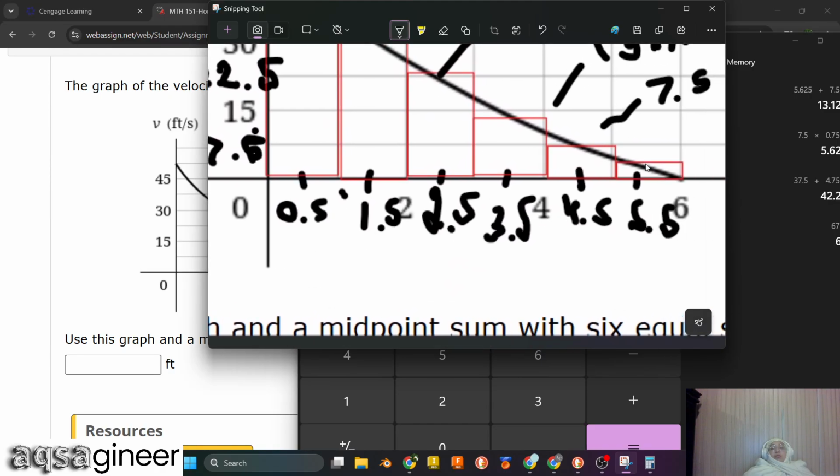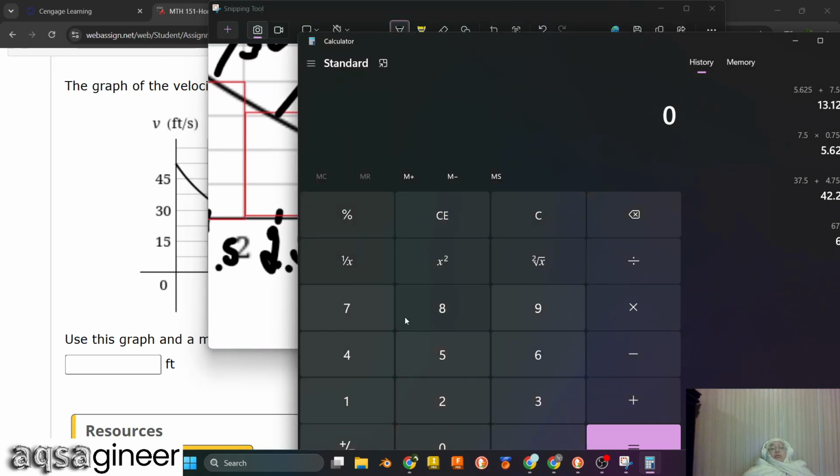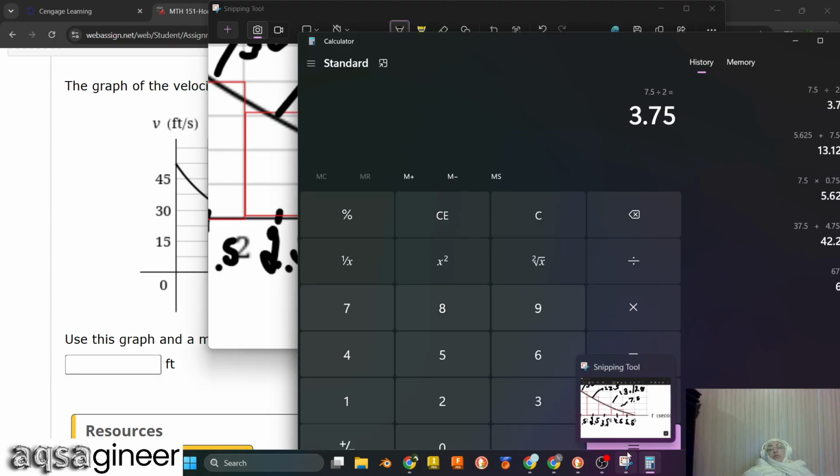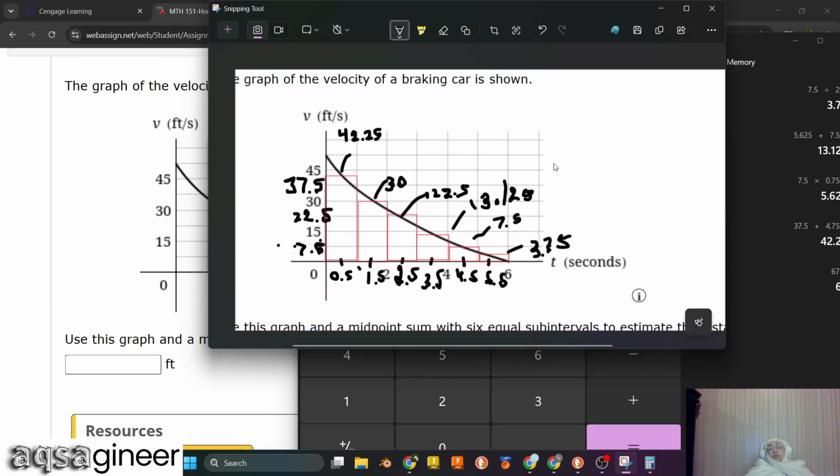Okay, next up, say it's right in the half, so let's go with our original. 7.5 divided by 2 is 3.75.